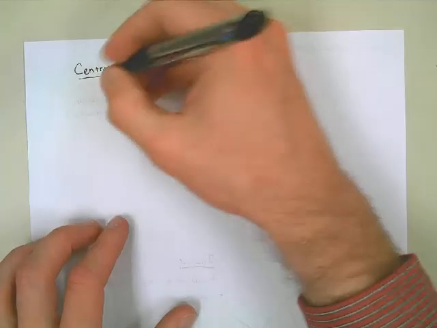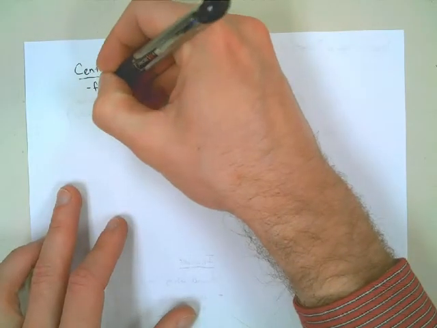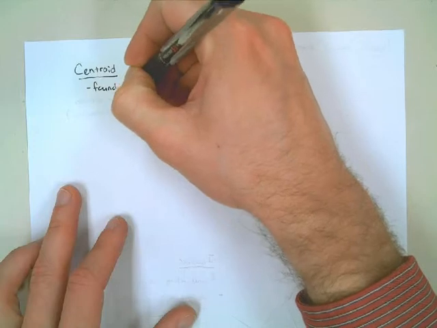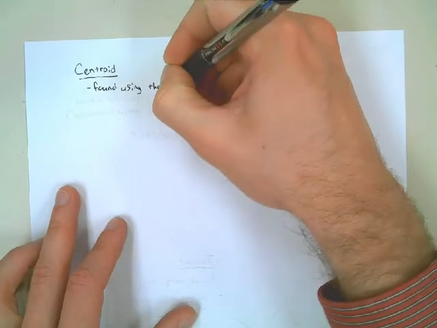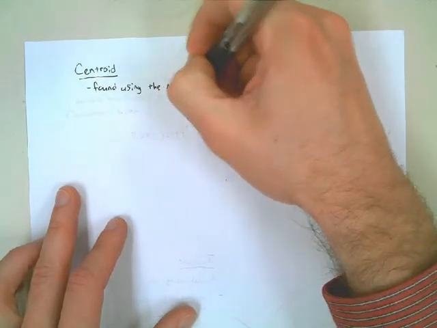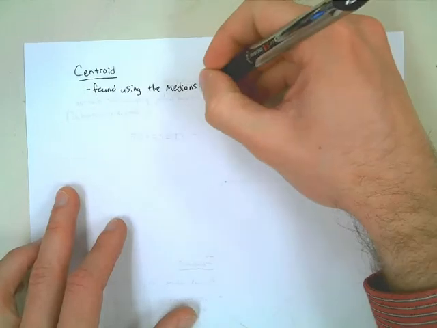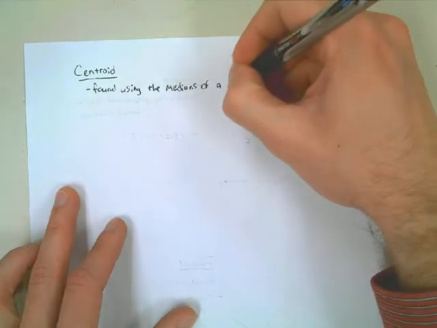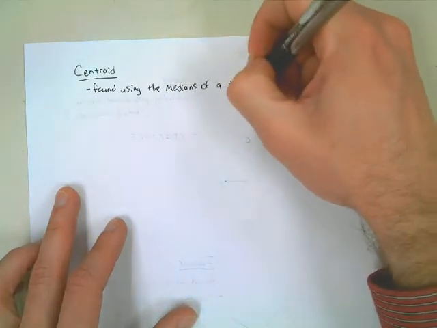So the centroid, okay, it is found using the medians of a triangle. Okay, now, the word median you have heard before.